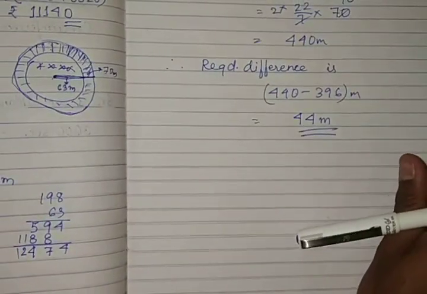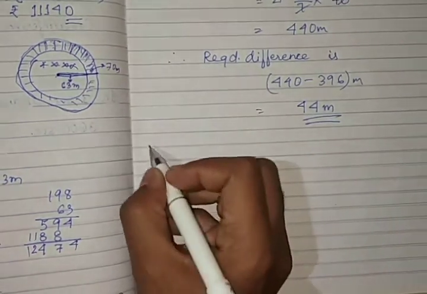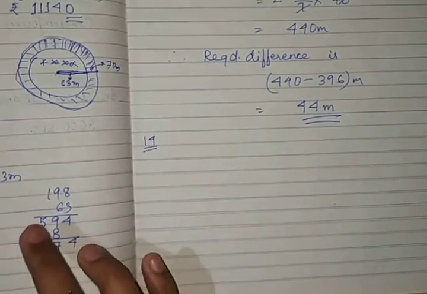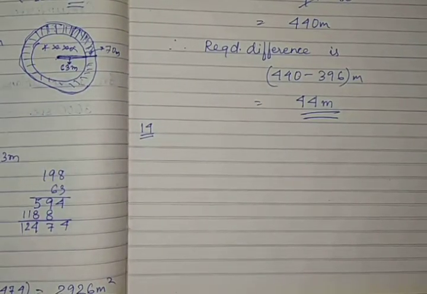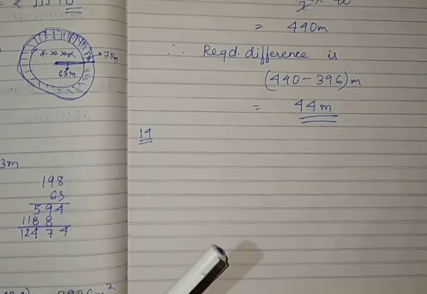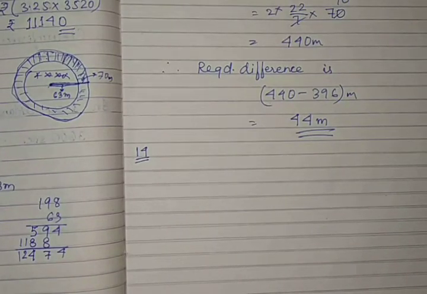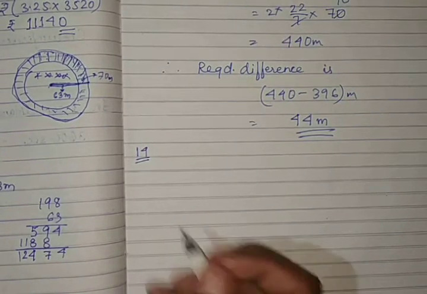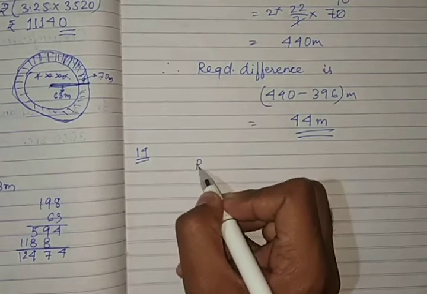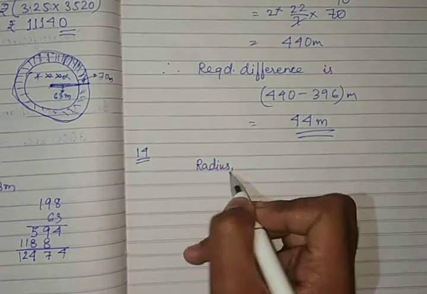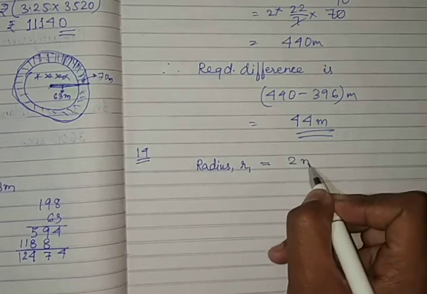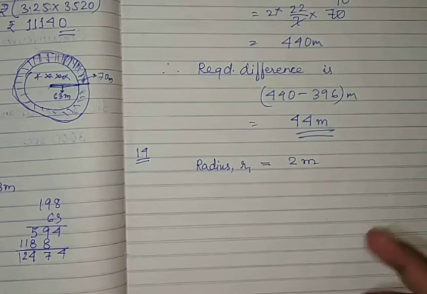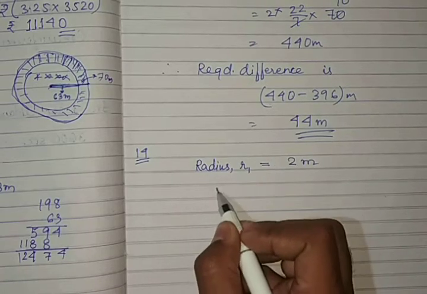Question number 14 says that there are two circles. The radius of the first circle is 2 meter. Now we need to find the radius of another circle. Let us write for the first one. Radius of the first circle, R1, since two circles are there, is given to be 2 m. The question asks for the radius of another circle whose area is 9 times the first circle. So let us find the area for this one.